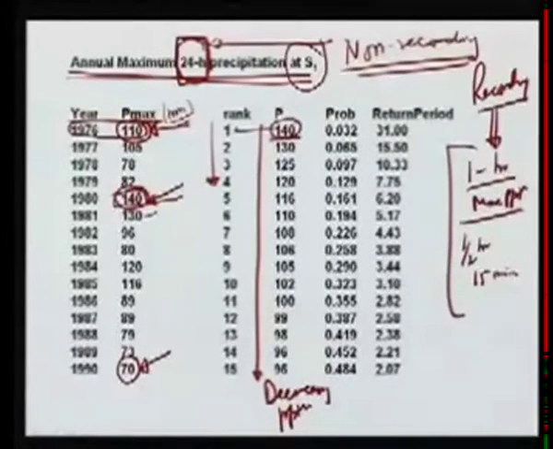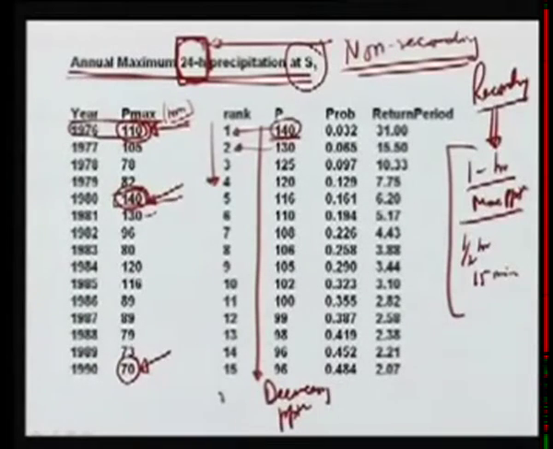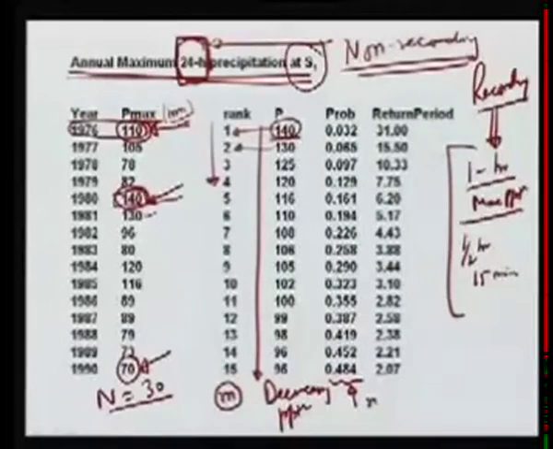So the first data, the highest value, will have a rank 1, second highest rank 2 and so on, till we get the last minimum value of 70, which is a rank of 30. The rank we denote by M. The total number of data points which we have is 30, because we have 30-year data. So based on this, we can find a probability as M over n plus 1, a plotting position of M over n plus 1. This is a specific way of denoting the plotting position.